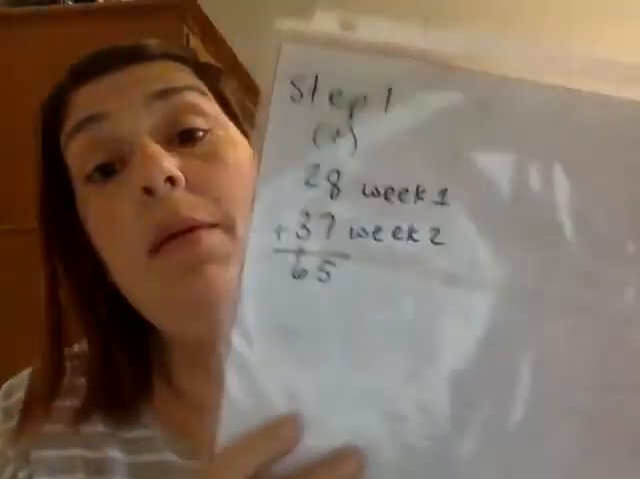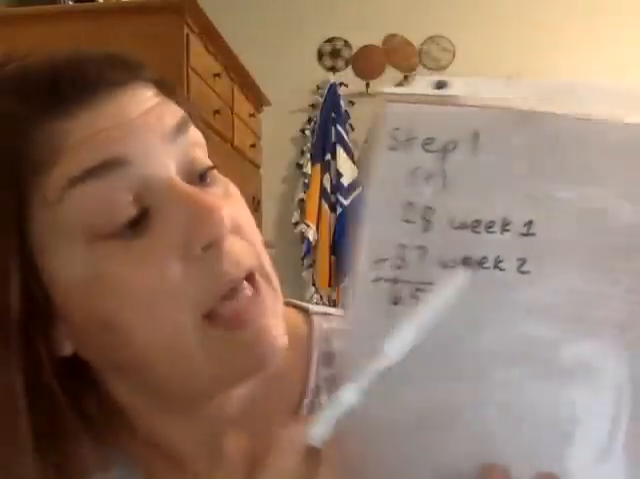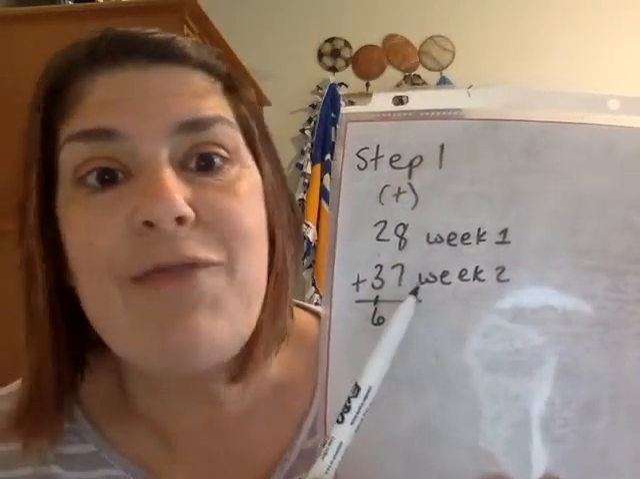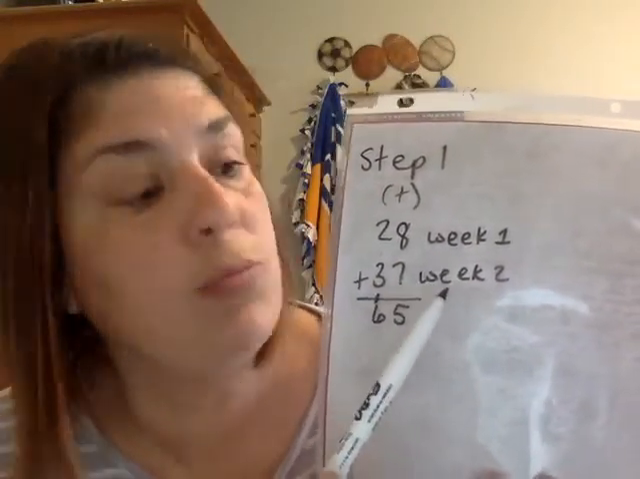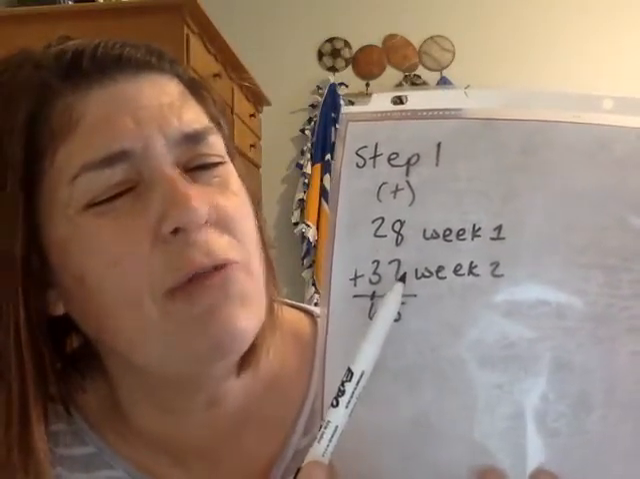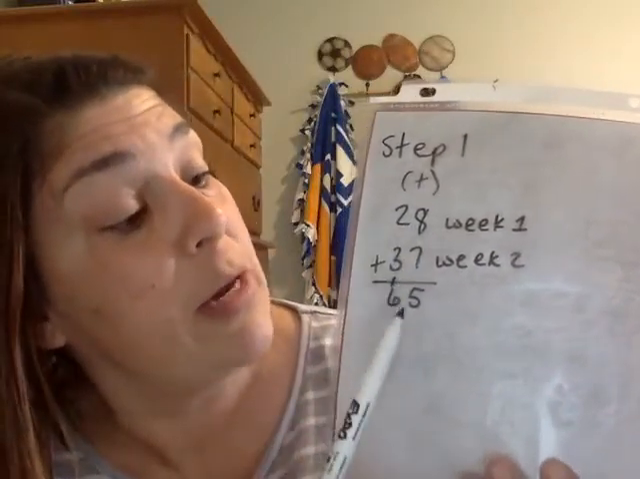Okay. And remember, you can use your addition strategies to help you. You can look at that 8 and that 7 in the ones place. If you don't know what that is, that's a double plus 1. I can do 7 plus 7 is 14 plus 1 more is 15.